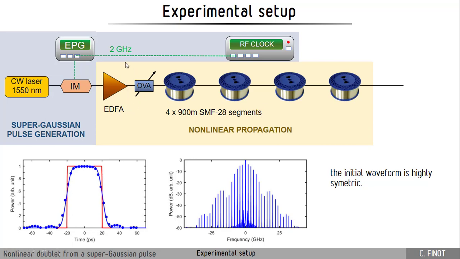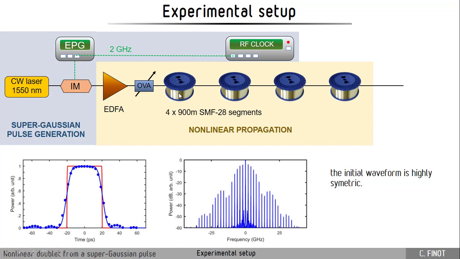To observe the nonlinear propagation, we first amplify the pulse train thanks to a fiber amplifier. Typically, the average powers involved are around 100 milliwatts, which is quite low to observe nonlinear effects. We studied the influence of the average power using an optical variable attenuator, and the nonlinear propagation takes place in 3.6 kilometers of SMF28 fiber.